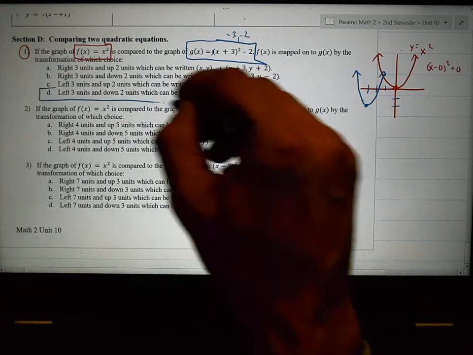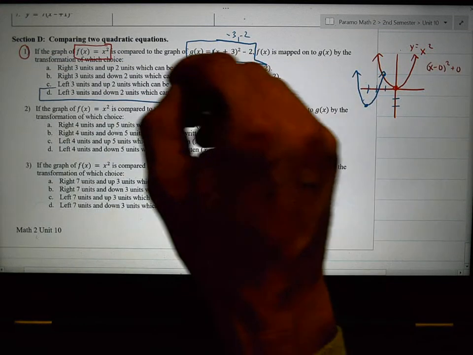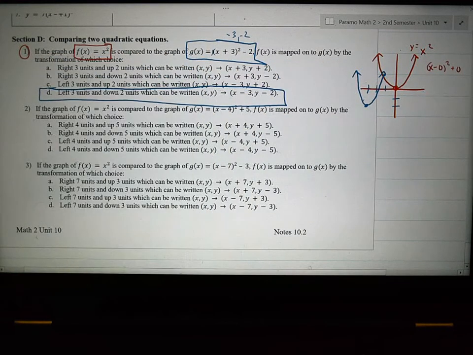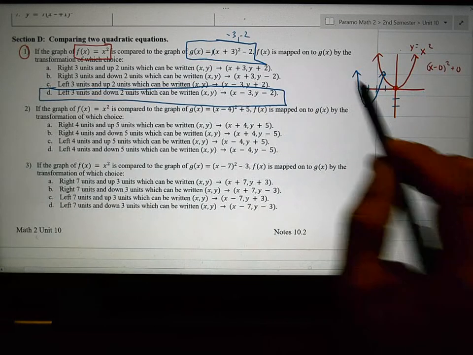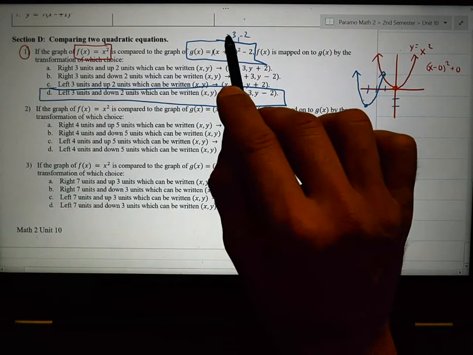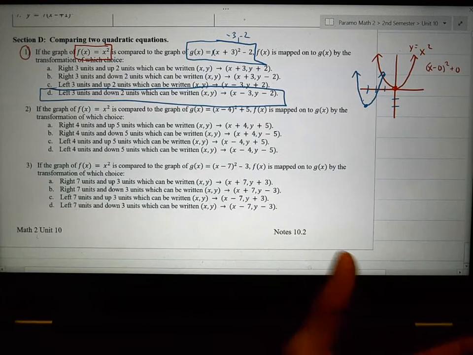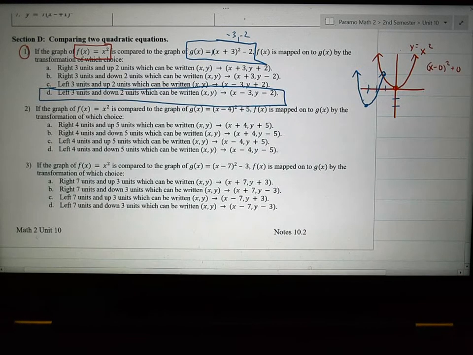If you said D, you are correct. D is the right answer. You moved it to the left 3 and down 2. It's almost like once you know what the H and the K is, you know the horizontal and vertical shift. That's it. No work. Just knowing what each letter does.